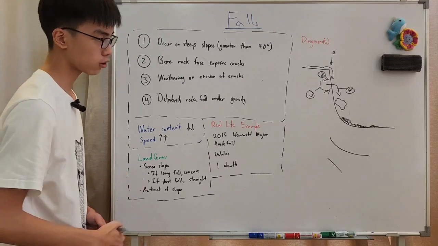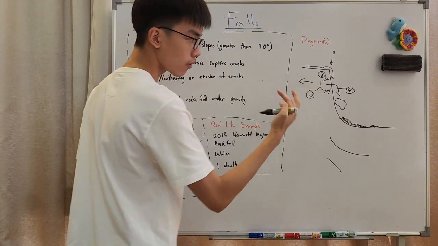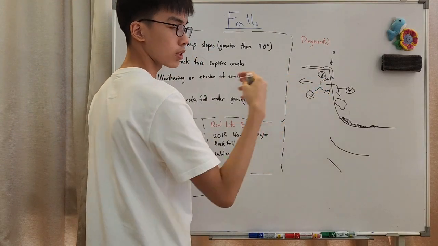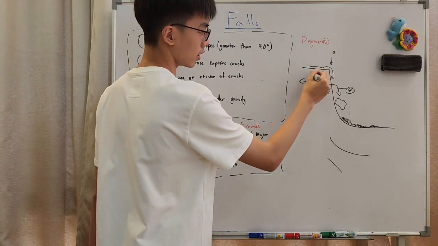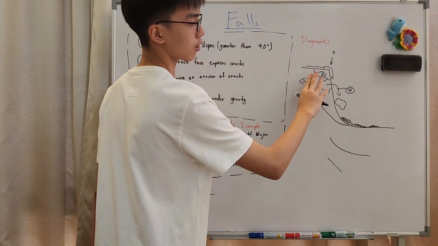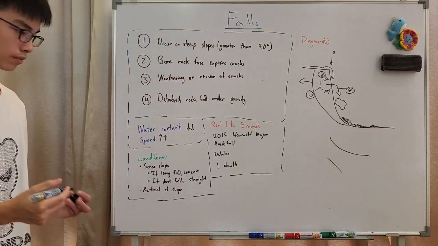And you also get retreat of the slope. So eventually, all these rocks will start to fall down. So you will have this slope next after all of this has fallen off.